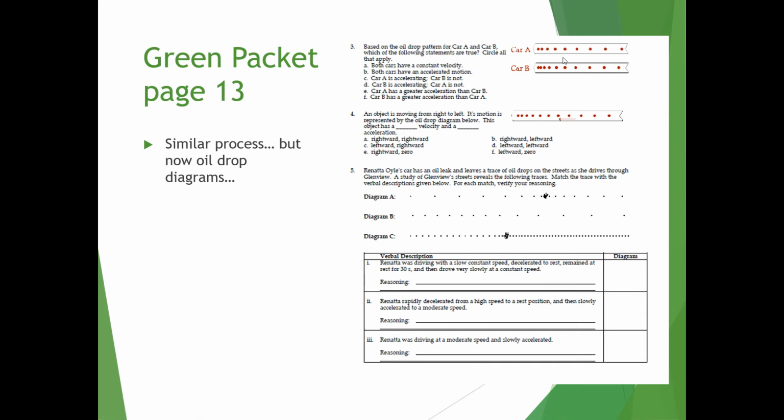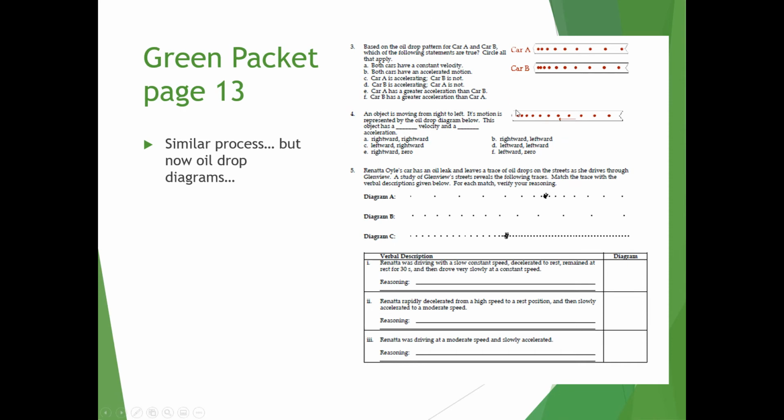Number 4. Oh, sorry, F. Car B has a greater acceleration than car A. That's obviously false because we already said that E is correct. Number 4, an object is moving from right to left. Its motion is represented by the oil drop diagram below. This object has a blank velocity and a blank acceleration.